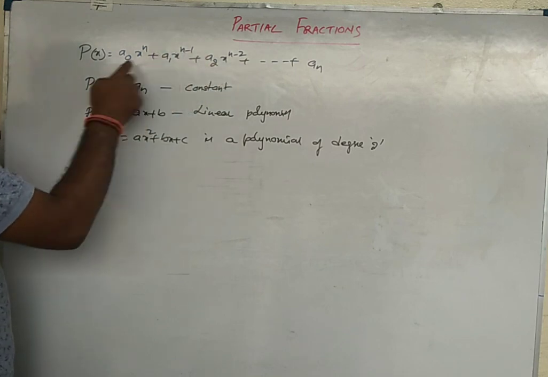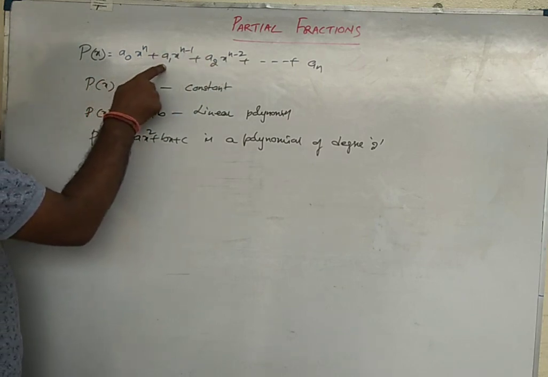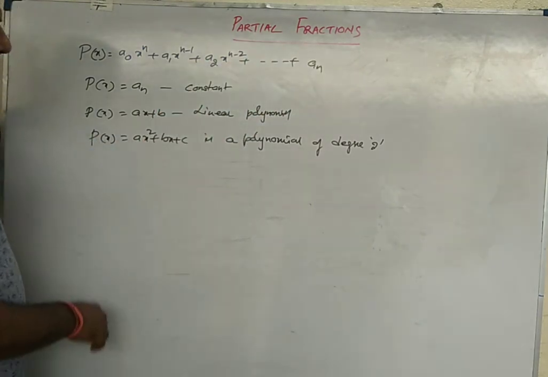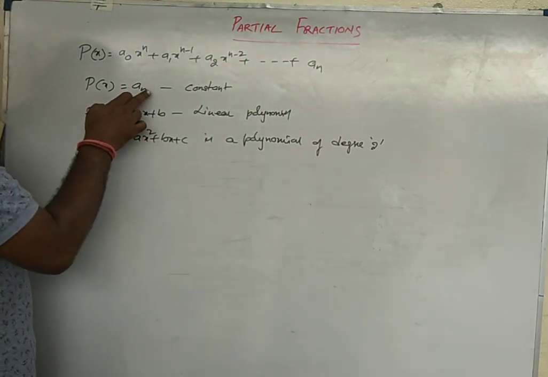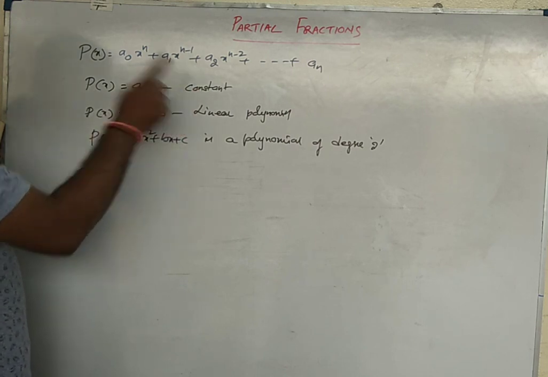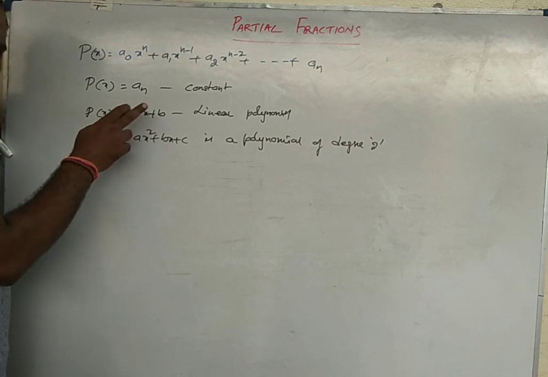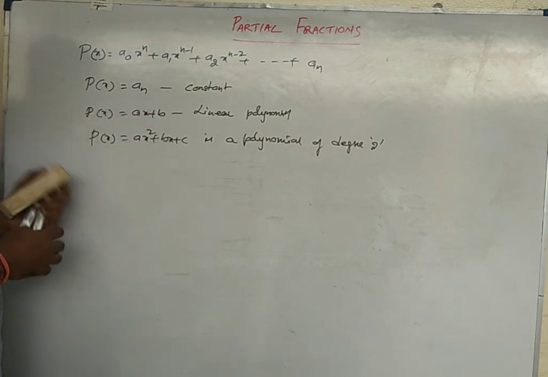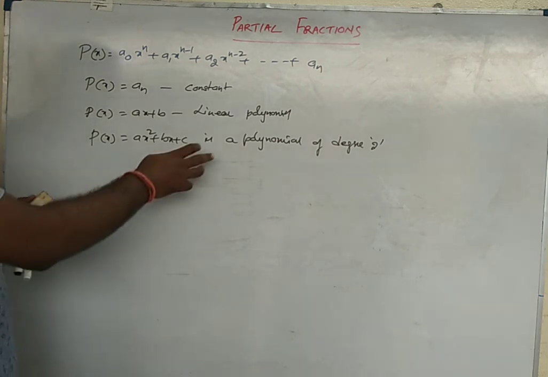Polynomials in general are denoted by a0 x to the power of n plus a1 x to the power of n minus 1, a2 x to the power of n minus 2, plus so on, an. If it is a constant, of degree 0, then it is called a constant polynomial. If degree is 1, it is called a linear polynomial. If degree is 2, we call it a quadratic expression or the polynomial of degree 2.